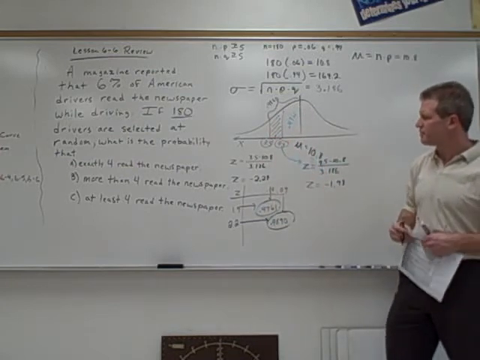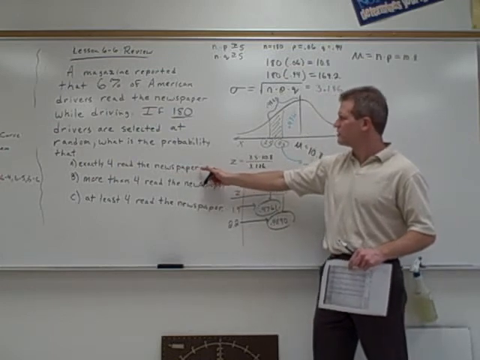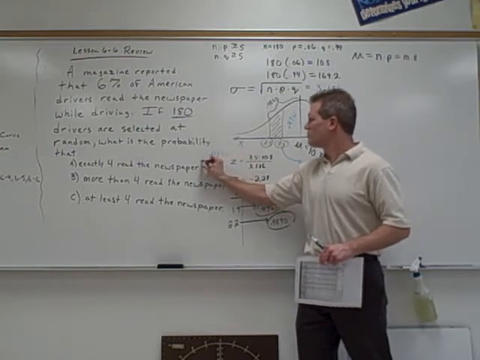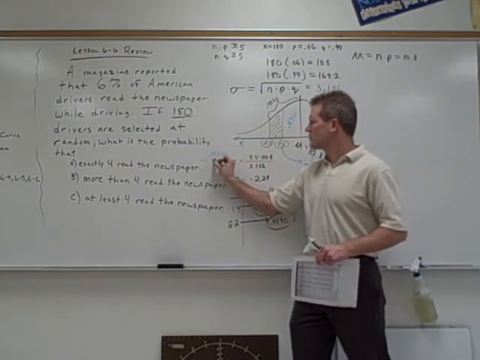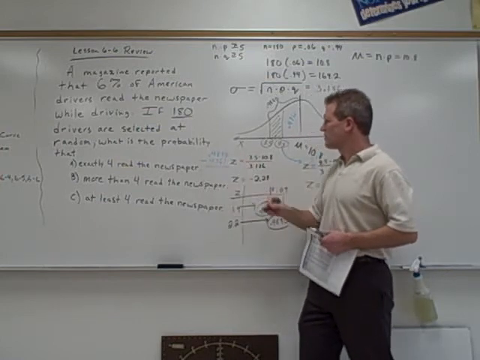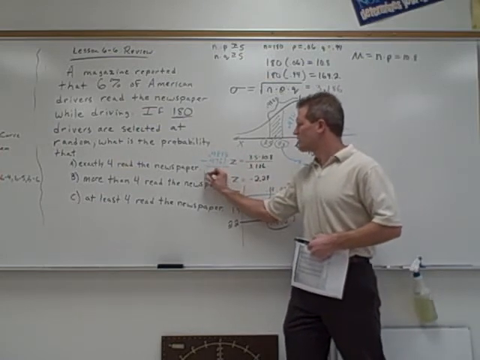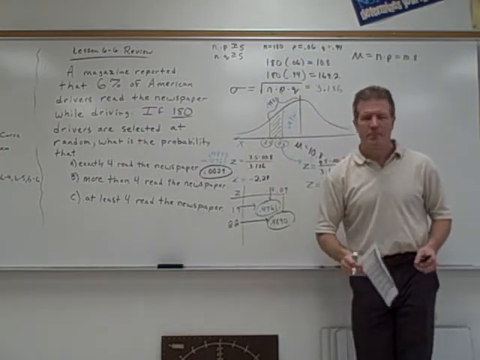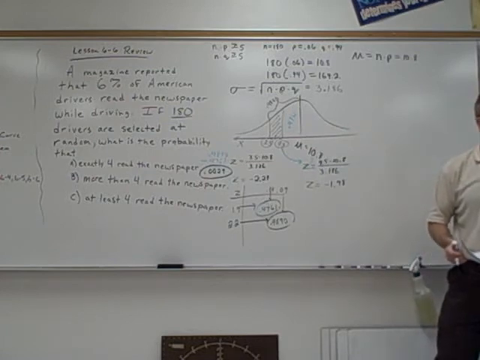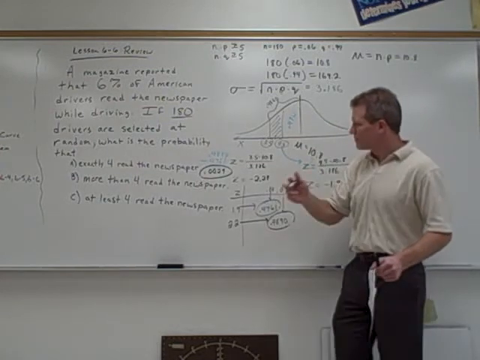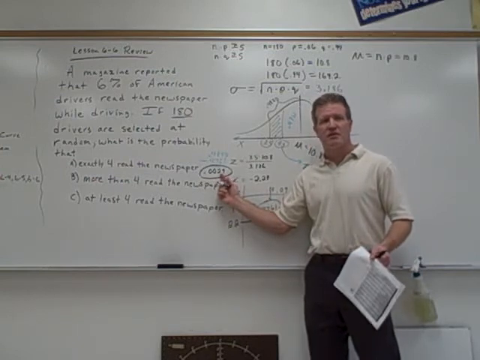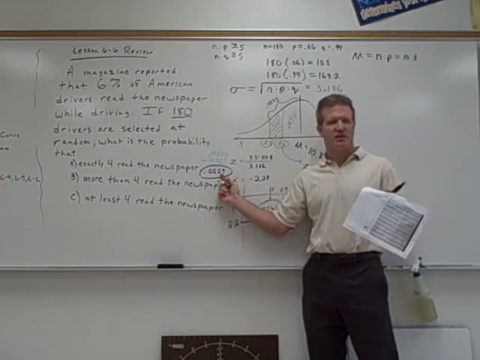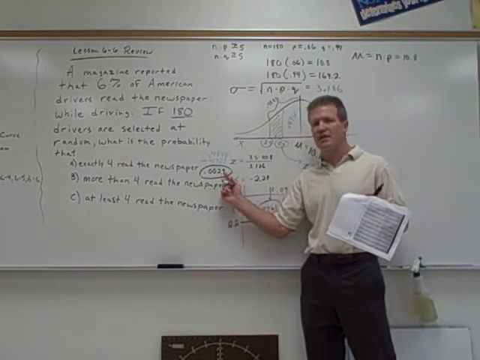So to get this first answer, what's the probability exactly 4 read the newspaper? You're going to take 0.4890 minus 0.4761. That's going to give you an answer of 0.0029. Does that look right? So, in other words, there's only a 29 out of 10,000 chance that if you went out and surveyed 180 drivers, exactly 4 of them would say, yes, I read the newspaper while driving. So not very likely, 29 out of 10,000.